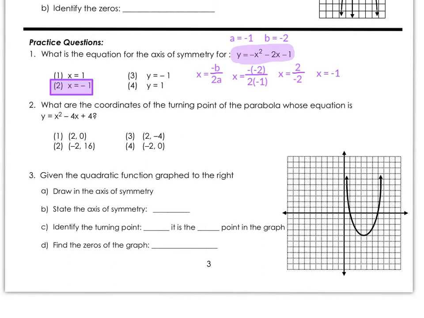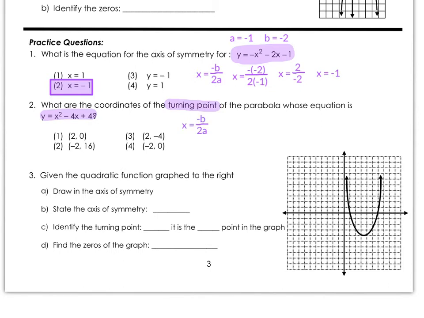Okay, question number 2. What are the coordinates of the turning point? Now this is up just a little bit on this page, tells you the directions to find the turning point of the parabola, whose equation is, and then we have this equation. So the directions, like I said, are up above. We need to find the axis of symmetry first. That'll give us an x value, and then we can sub that in to find out what the y value is. So again, just the same formula.